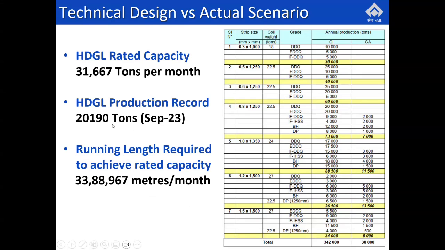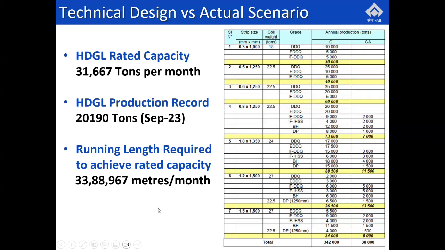See, to convert this into 31,667 tons per month, this is the design document. The snap of the design document I'm sharing. If you add these two figures, it will be 0.38 million tons. But to achieve 0.38 million tons, our line should produce these types of coils in these proportions. That is what the design document says. It is important to note that in the design document, there is no calculation taken for 900 width coils. Our line is not supposed to produce a single 900 width coil so as to achieve this rated capacity.